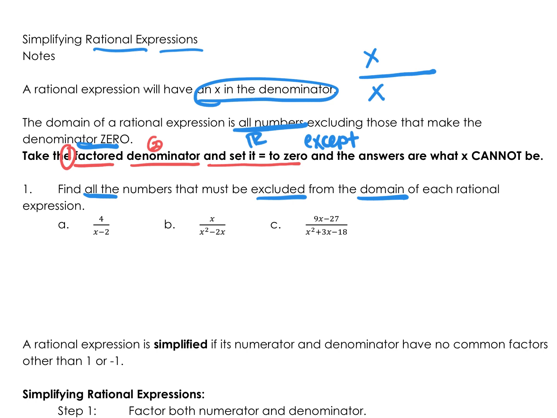So let's take a look at problem A here. We're going to factor the top and bottom, but 4 and x minus 2, those are already factors. So x minus 2, that's a factor. If it helps you to put parentheses around that to remember it's a factor, there's nothing that needs to be done here to factor that. So there's no GCF, this is not a trinomial, so it's already factored. So no need to factor.